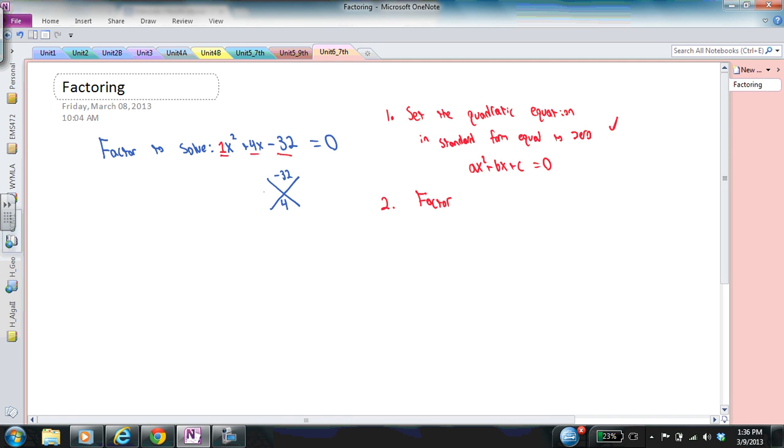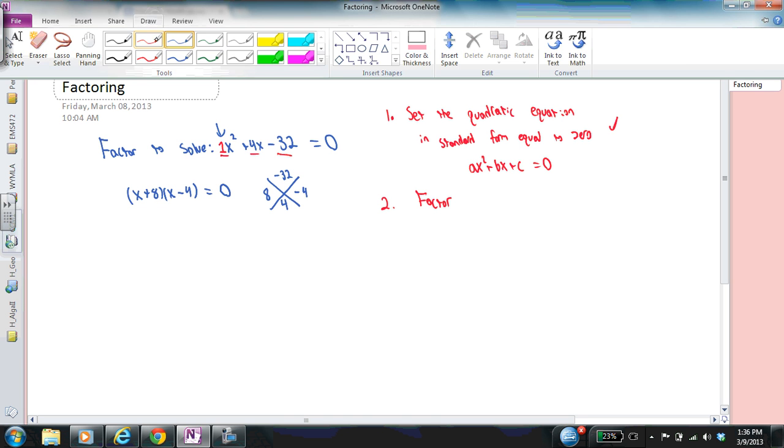So what are two numbers that add to 4 and multiply to negative 32? Yep, you got it. That is 8 and negative 4. So because the lead coefficient is 1, this factors easily as x plus 8 times x minus 4. And again, we're still solving this equation, so I carry down the equals 0 part. So step 2 is taken care of.